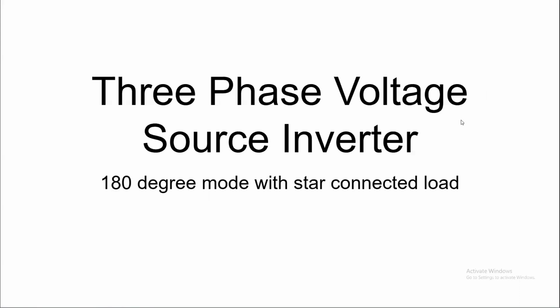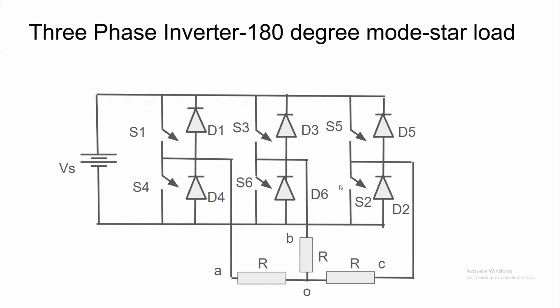Hello viewers, this video is about the three-phase voltage source inverter in 180-degree conduction mode with a star connected load. The circuit of the three-phase inverter is shown here, which consists of 6 switches S1 to S6 along with anti-parallel diodes D1 to D6. The switches are numbered in the order in which they are triggered, which means if S1 is triggered initially, then after a 60-degree interval, S2 is triggered, followed by S3, then S4, S5, and then S6.